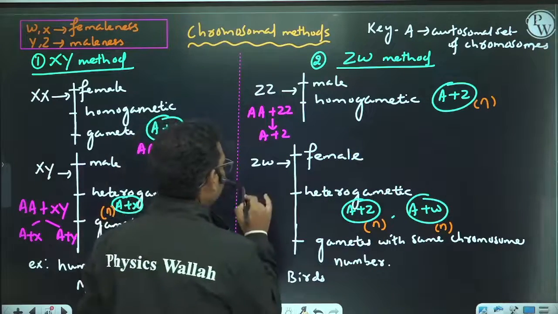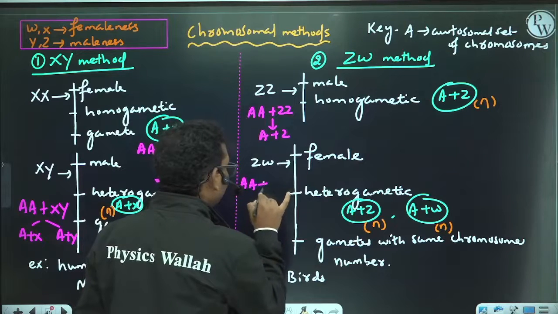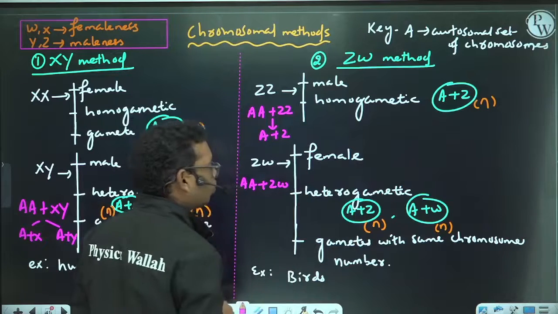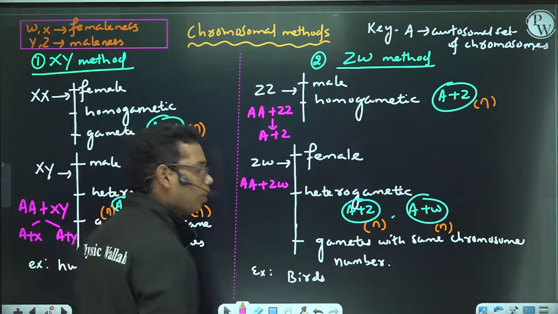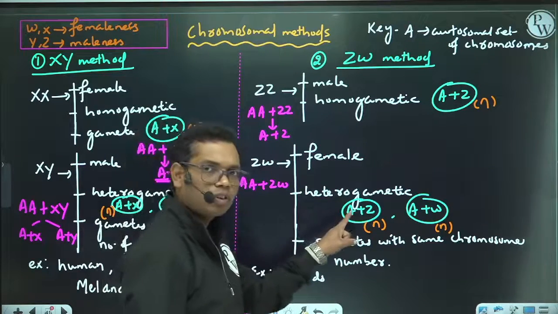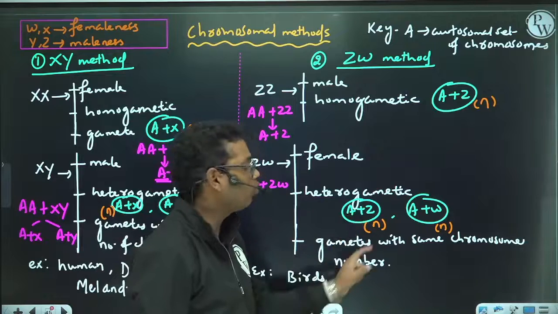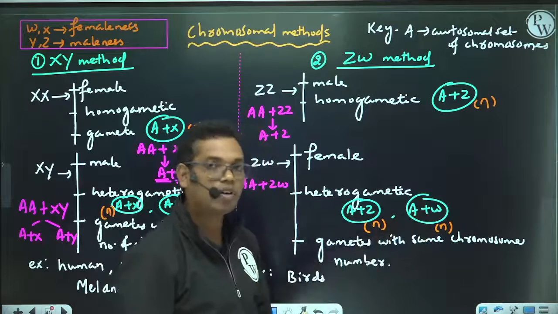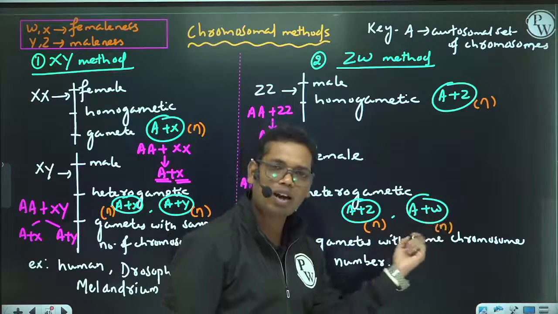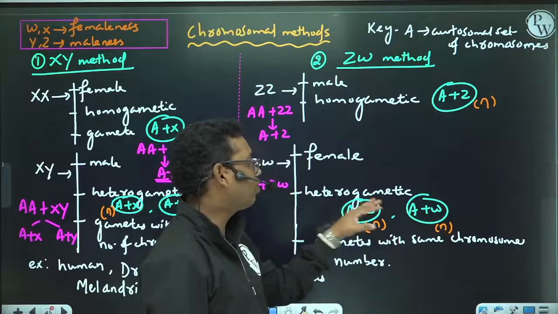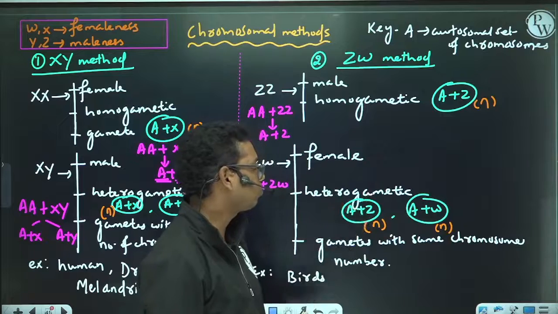But if the individual is having 2 autosomal sets and a Z chromosome and a W chromosome, that will be female. It will produce 2 types of gametes. One will be having 1 autosomal set and Z chromosome, another will be having 1 autosomal set and W chromosome. Both gametes are having the same number of chromosomes, both are haploid in nature. Because 2 different types of gametes are produced, this is heterogametic.